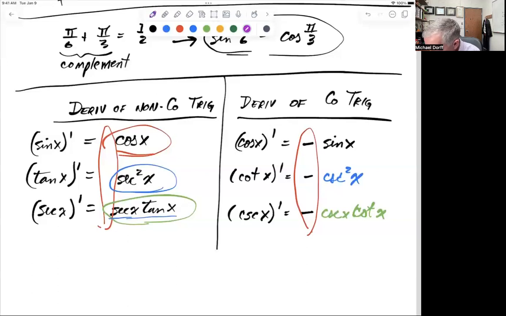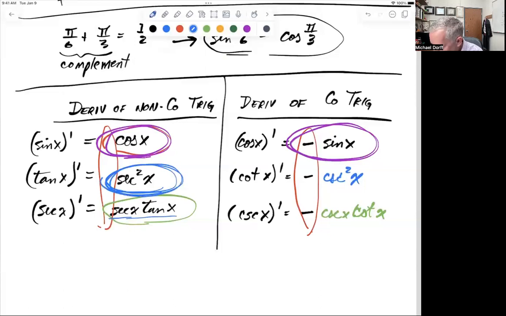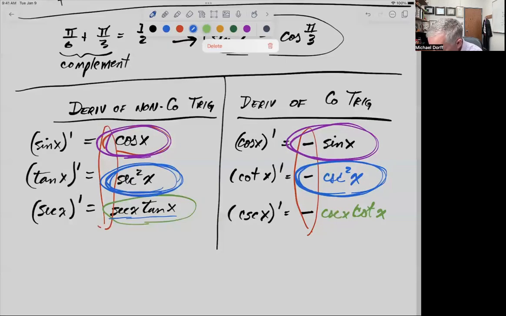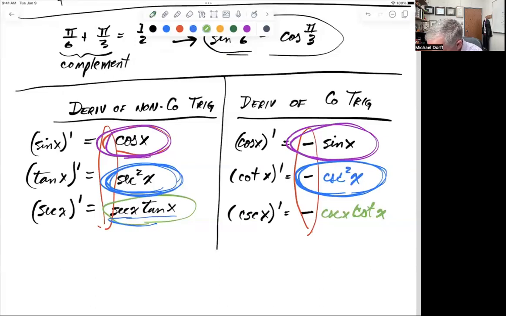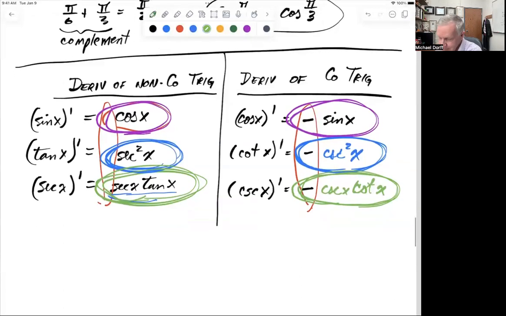So again, re-harping on this. If I've got cosine here, then I'm going to have minus co-cosine here, which will be minus sine. If on the left the derivative is secant squared, then on the right side I'm going to have negative cosecant squared. And on the left, if I've got secant tangent, then on the right I'm going to have negative cosecant cotangent. Okay, maybe I've overkilled that, but that's the idea.